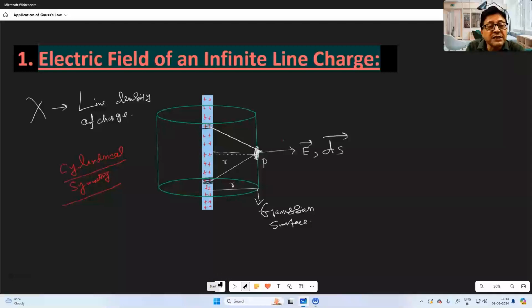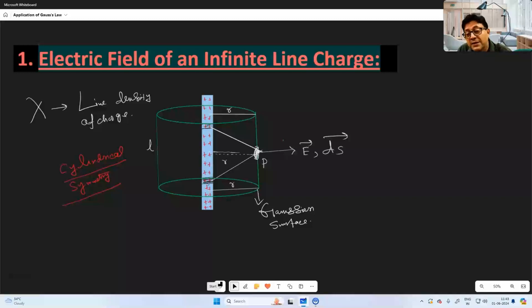And the length of this cylinder, you take L. The length of an infinitely long wire no one can say, but this one you can say that the Gaussian surface is finite in size. Its height is L and radius is equal to R. Clear till this? Now you have to find the surface.